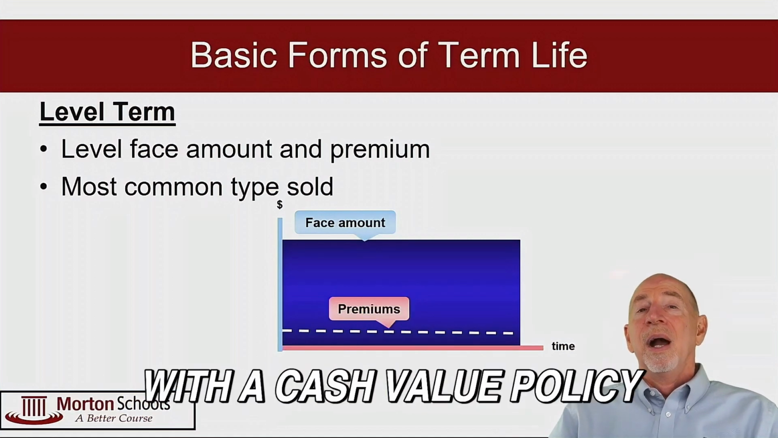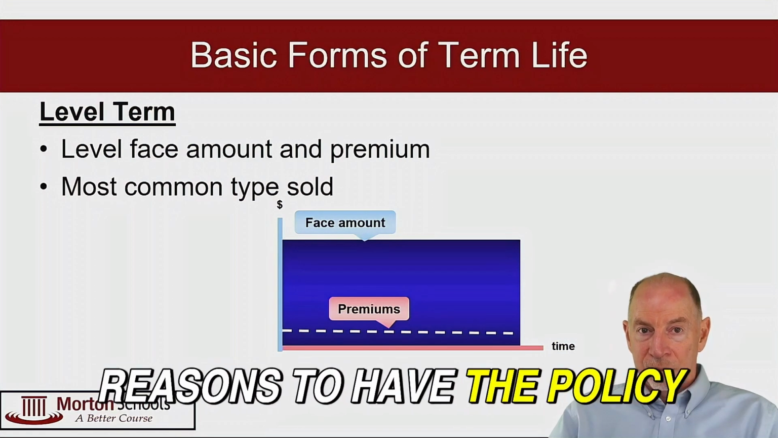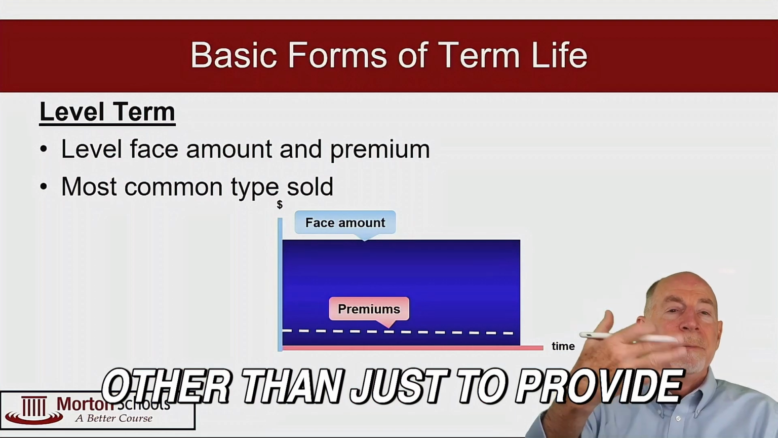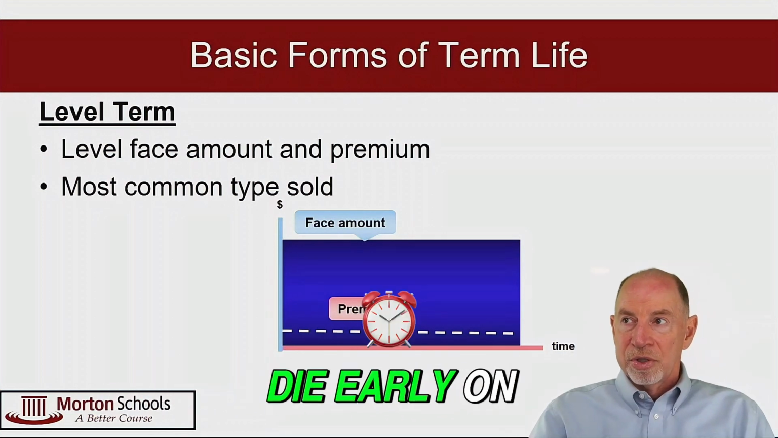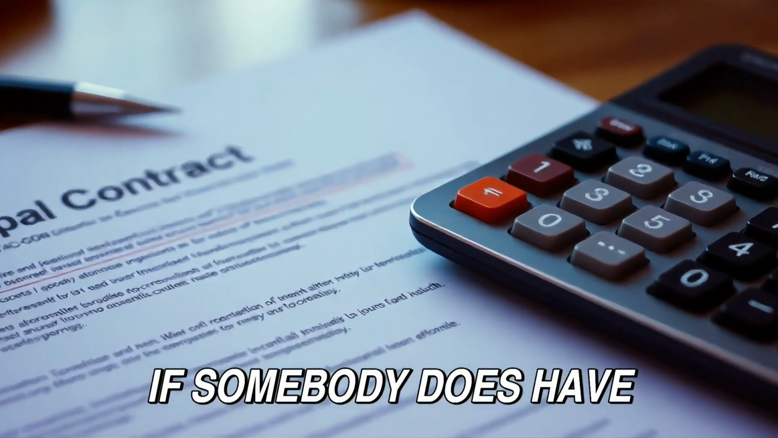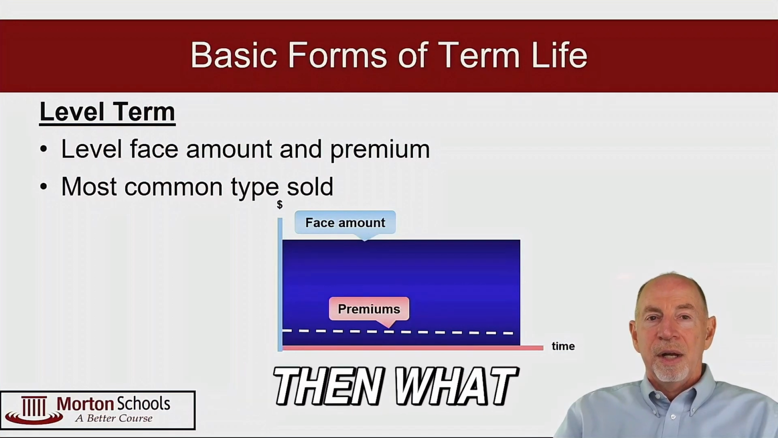Now, with a cash value policy, it's a little bit different because the policy has other reasons to exist other than just to provide coverage or some money for my family if I was to die early on. But at the end of the day, if somebody does have a policy, like I did, and they didn't die, then what?